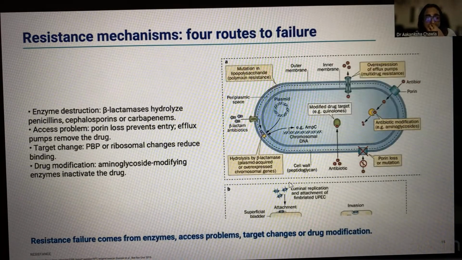Since we are talking about resistance, very quickly, the basics of the resistance mechanisms. There are four basic routes of resistance.